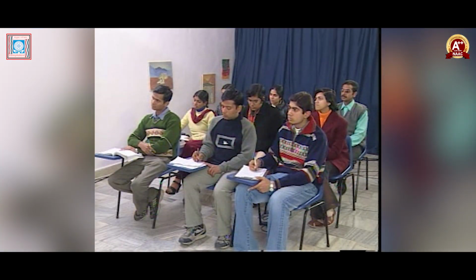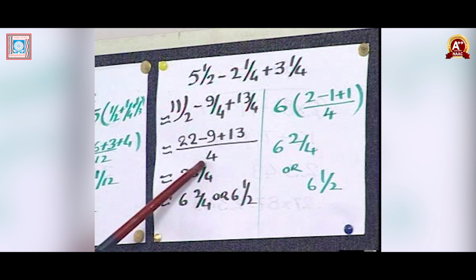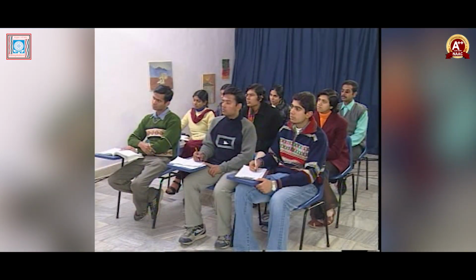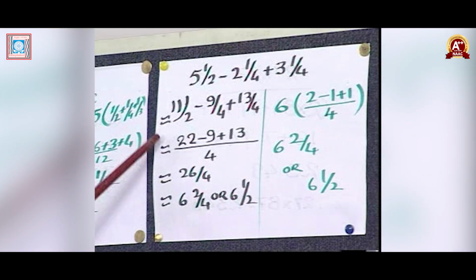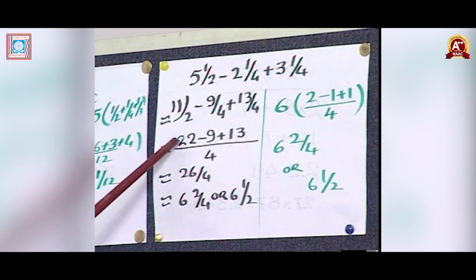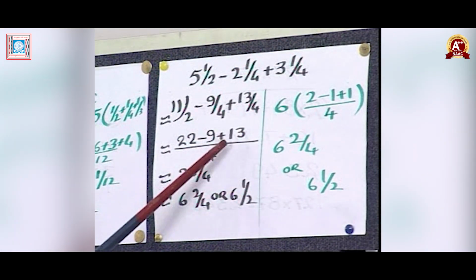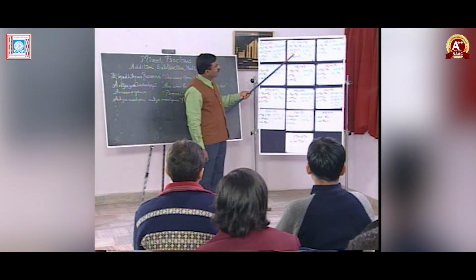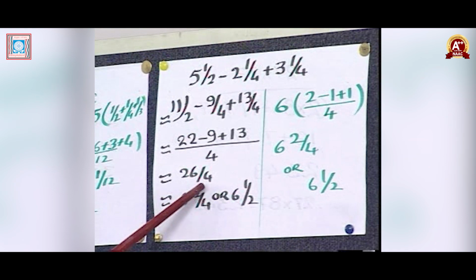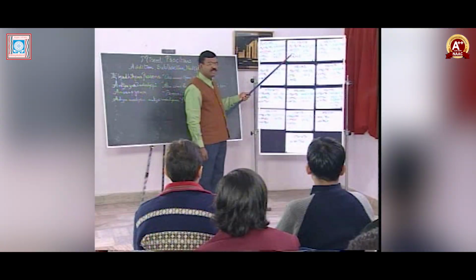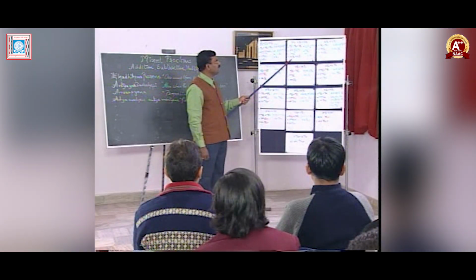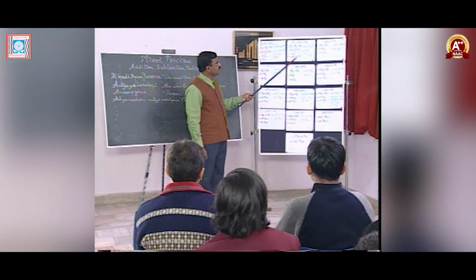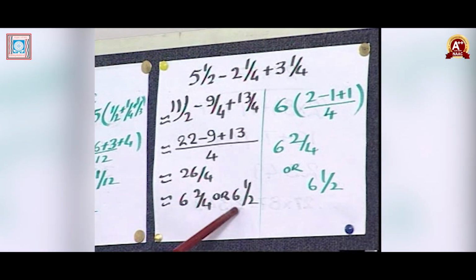If you take the LCM, you get 4. That means 2 twos are 4, and 4 ones are 4. 11 twos are 22, minus 9, plus 13. The result will be 26 by 4. If you convert this improper fraction to a mixed fraction, you will get 6 integer 2 by 4, or otherwise 6 integer 1 by 2.